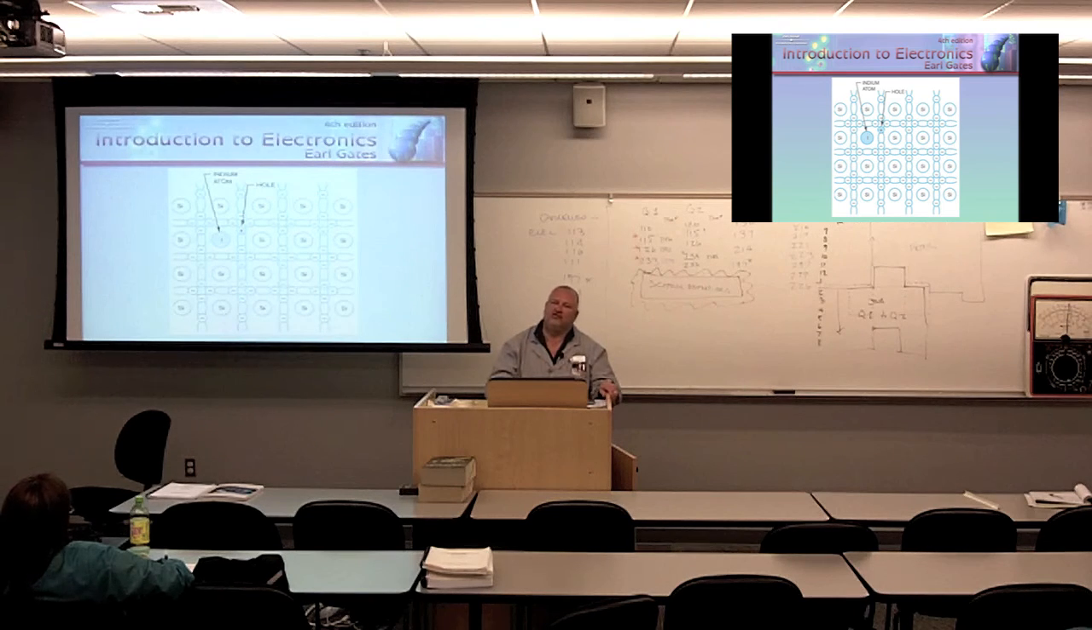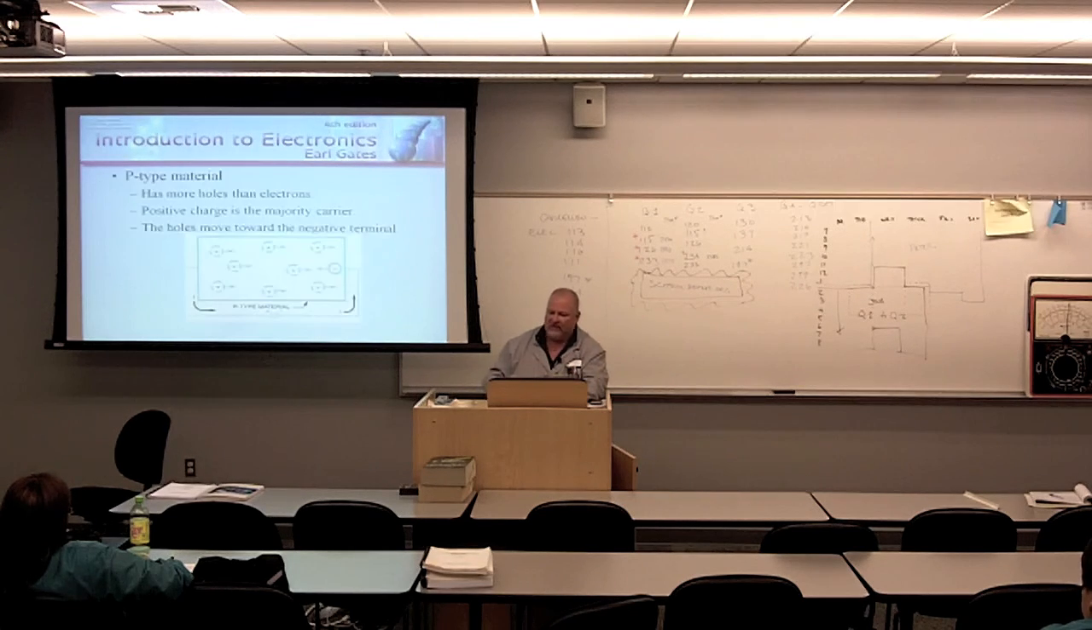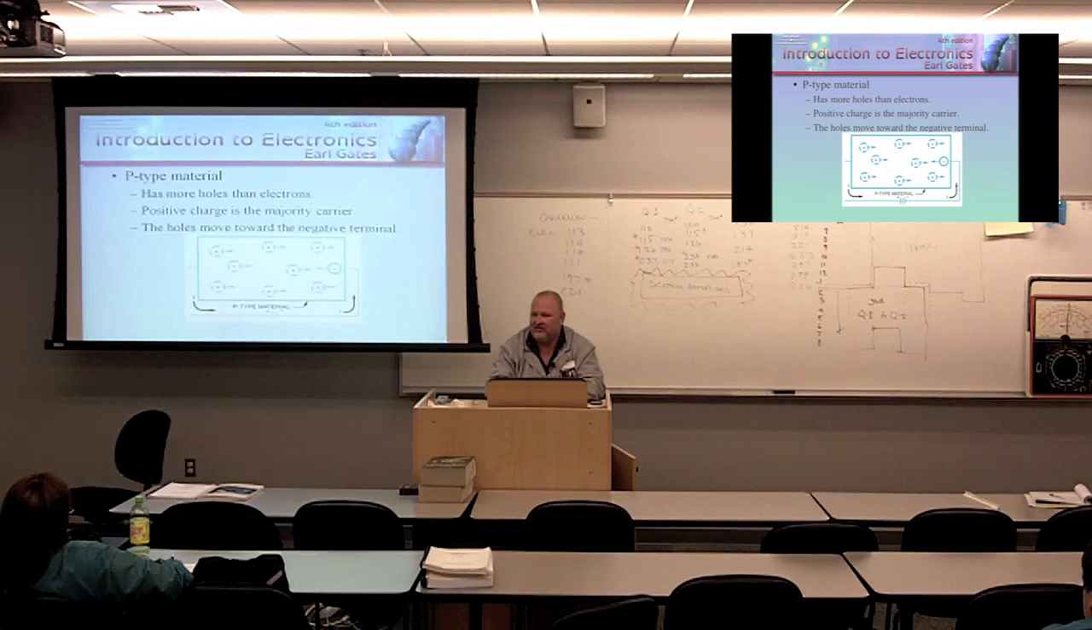When you grow it into a crystalline structure, you grow in a hole. What's the definition of hole? Absence of electron. You folks are like my best ELEC 120 students this quarter, by far. So we grow in an extra hole into the crystalline structure and create this covalent bond. In doing so, we create what's known as a p-type material. P-type material has more holes than electrons. Positive charge is what we call the majority carrier.